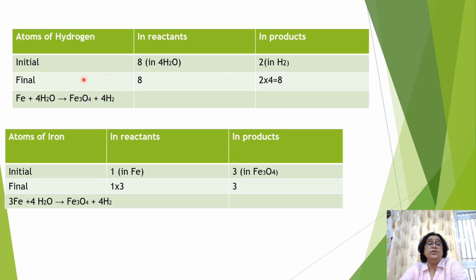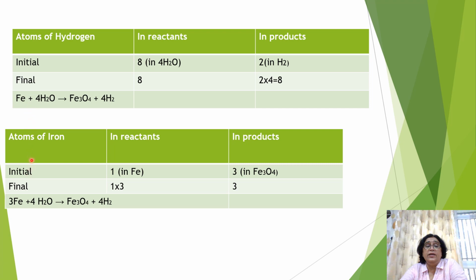So atoms of hydrogen initially in the reactant side, it is 8 as we saw in the previous equation. And in the product side, it is 2. So how do I balance it? In reactants, it is 8, but in the products, it is 2. So we'll multiply the hydrogen with 4. So it becomes 8. So Fe plus 4H2O gives you Fe3O4 plus 4H2. Clear?